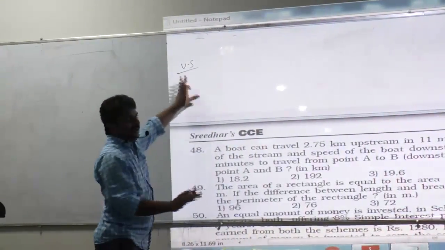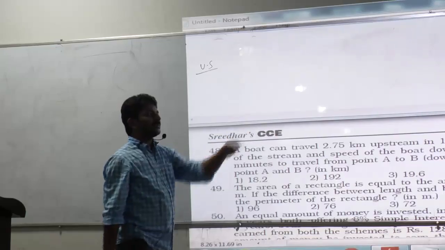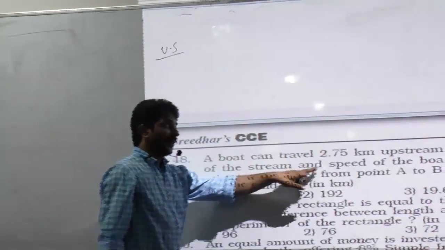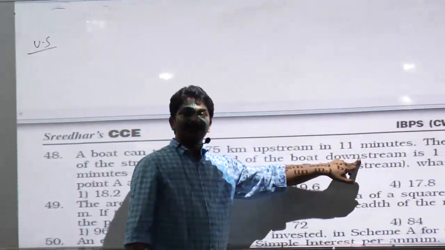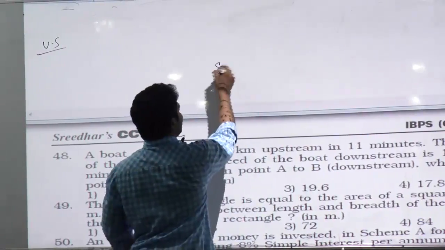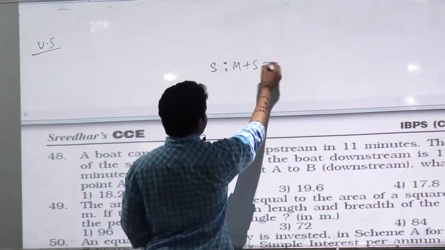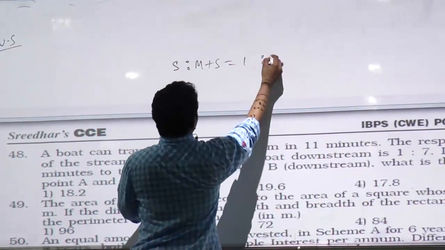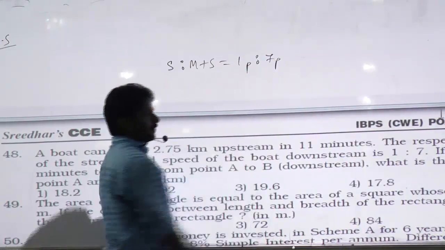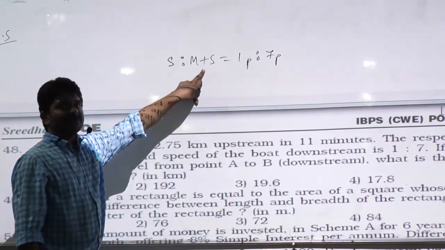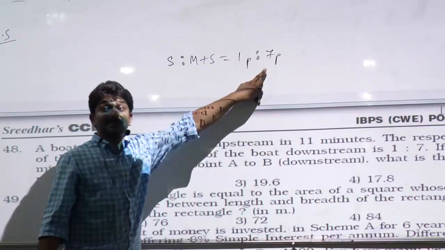And calculate, then we'll talk. The respective ratio of the speed of the stream and speed of the boat in downstream. So stream speed and then downstream speed ratio is given as 1:7. So it is 1 part and then 7 parts. Man speed is 6 parts.